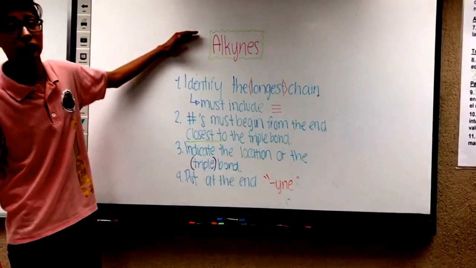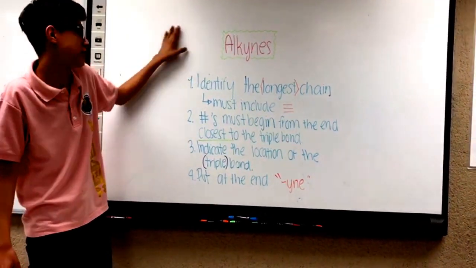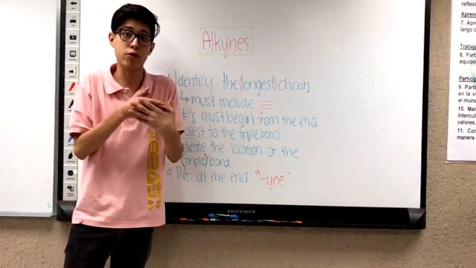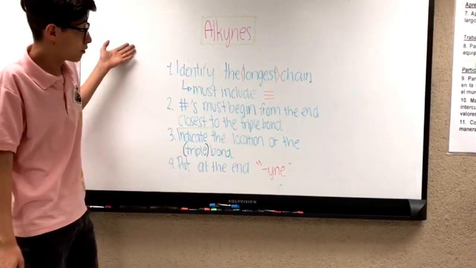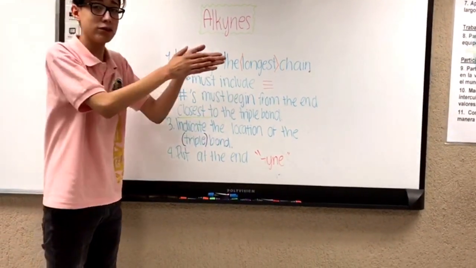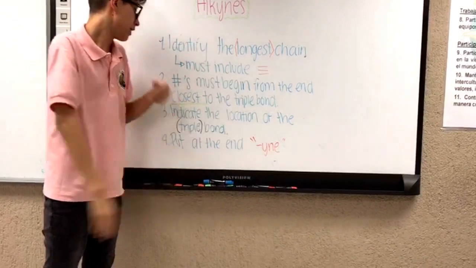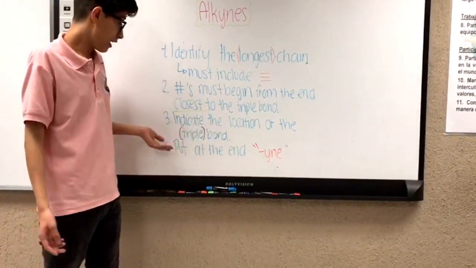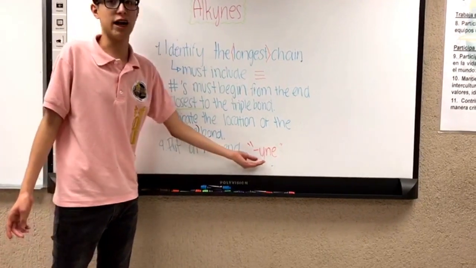So now I'm going to teach you how to name alkynes. First we need to identify the longest chain, but it must have the triple bond. Then you must begin the count of the carbons from the end closest to where the triple bond is. Then we need to indicate the location of the bond and put the suffix yne.